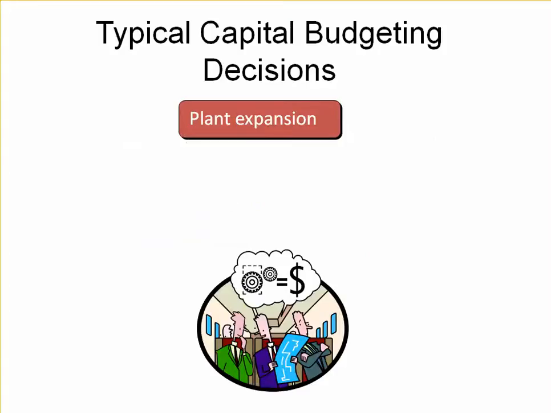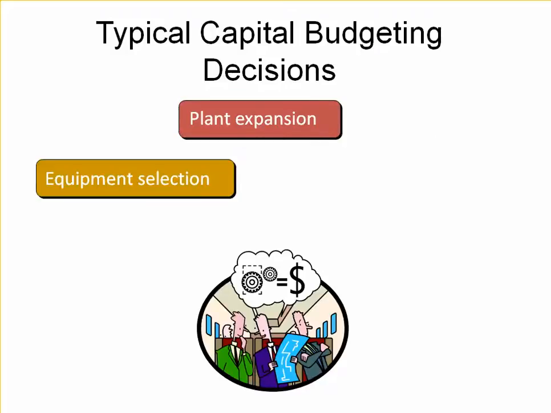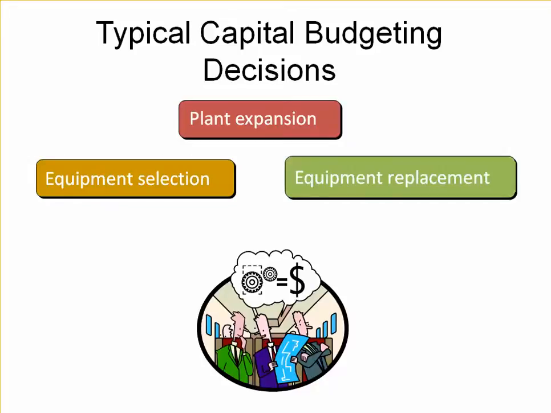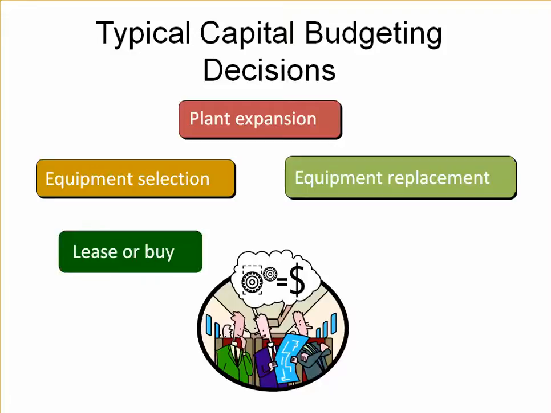Typical capital budgeting decisions involve evaluating plant expansions, evaluating whether or not we should buy new equipment, and if so, which equipment should we select? Should we replace equipment that we currently have? If we do replace equipment or buy new equipment, should we lease the equipment or should we purchase it outright? Should we spend money on new equipment to reduce current operating costs? These would all be typical capital budgeting decisions.